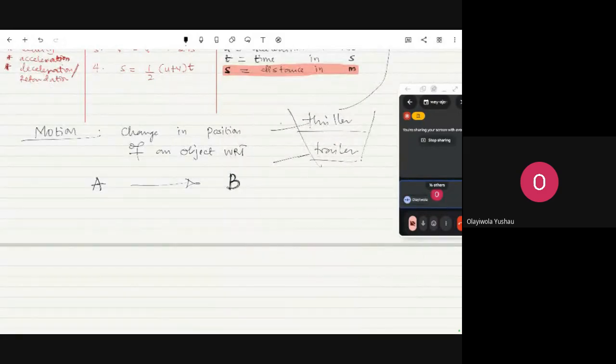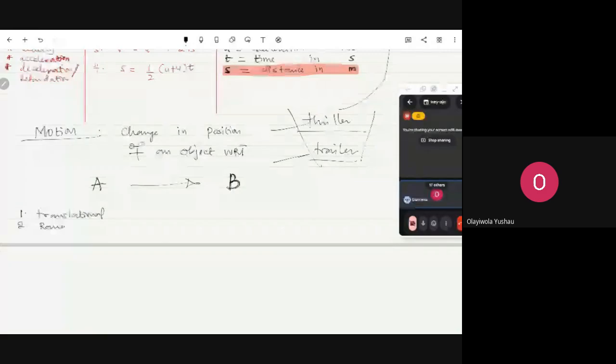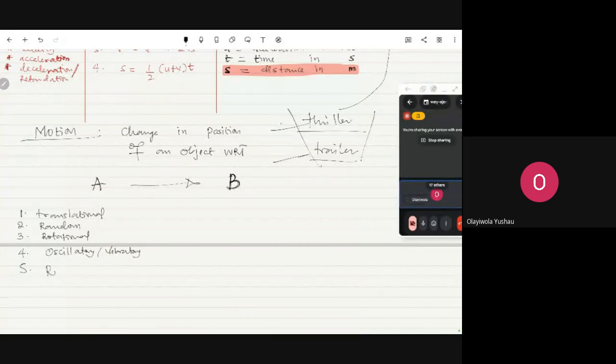So we have types of motion. We have translational motion. We have random motion. We have rotational motion. We have oscillatory or vibratory motion. Number 5, we have relative motion.